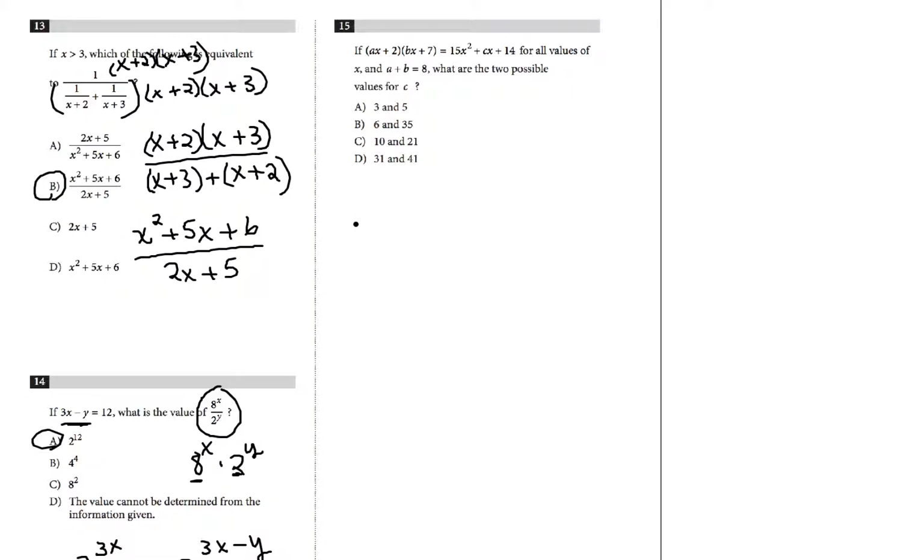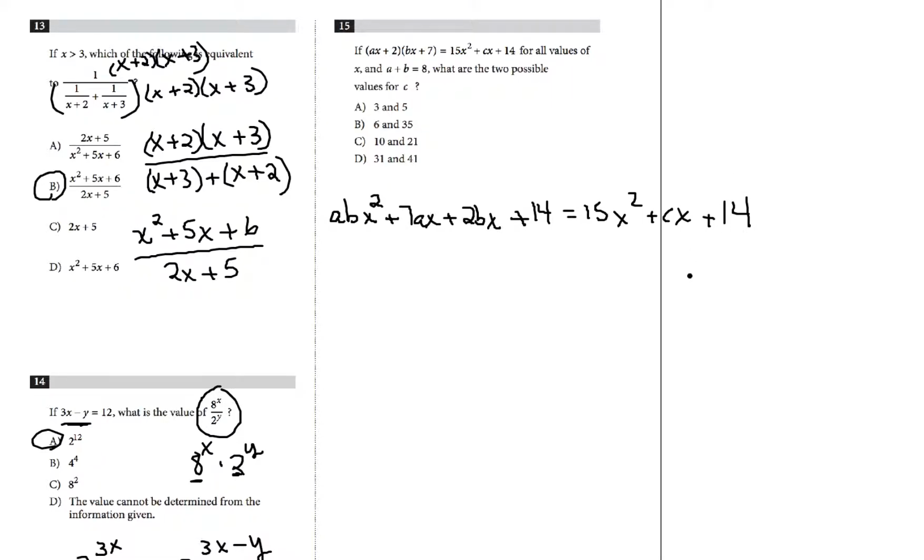So right away you can see, oh, okay, I can FOIL it. Let's see what happens if I FOIL it. So let's FOIL the first binomial. You get ab x squared. Your outer is 7ax plus your inner is 2bx. And your last will be plus 14 equals 15x squared plus cx plus 14.